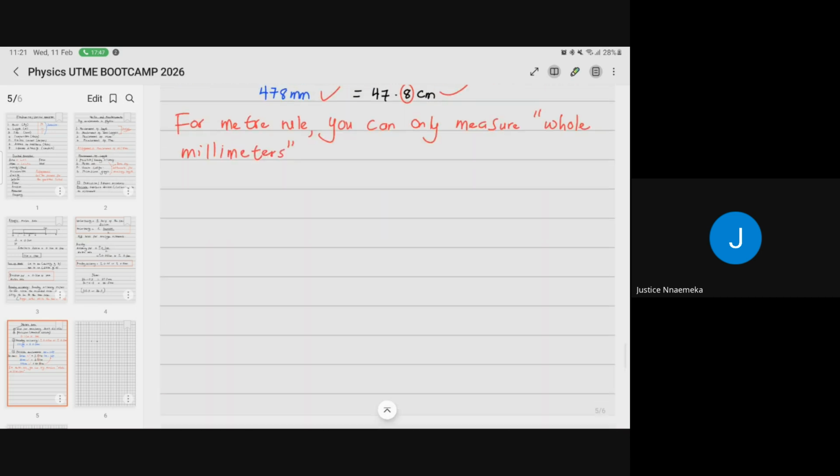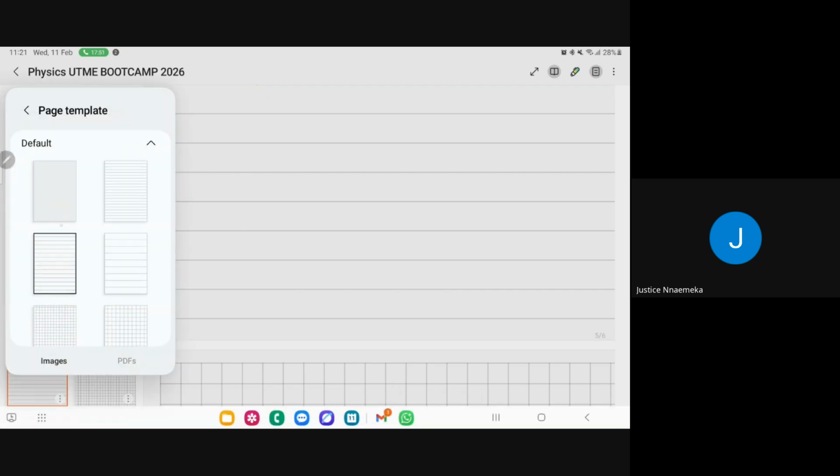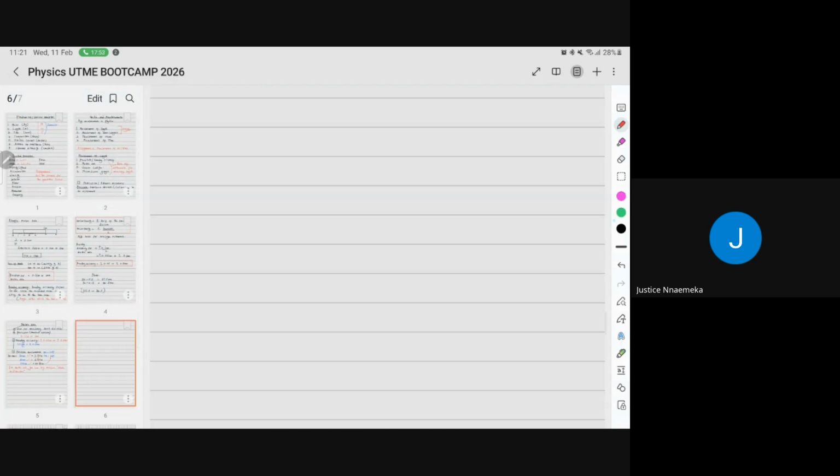So that said, I want to move over to the vernier caliper as fast as we can. So let's look at the vernier caliper.